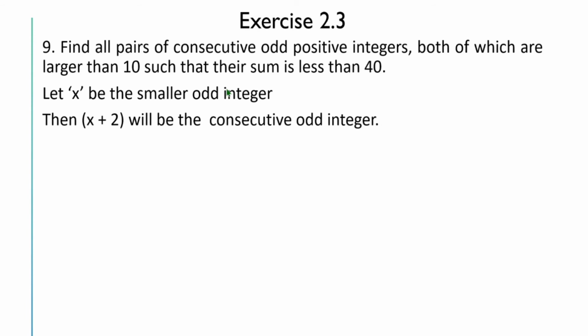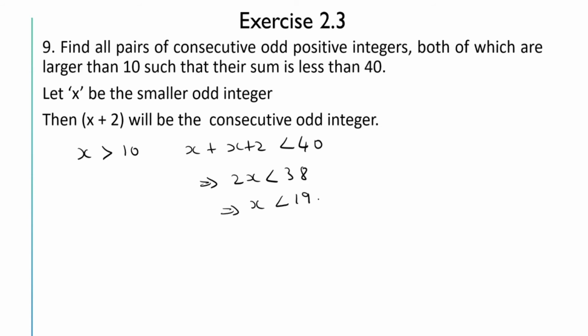So it is given both the positive integers should be larger than 10. So when x is larger than 10 and x plus 2 is also larger than 10, the common inequality will be x greater than 10. Then their sum is less than 40. So x plus x plus 2 is less than 40, or 2x less than 38. Therefore, x less than 19. So we got 10 less than x less than 19.